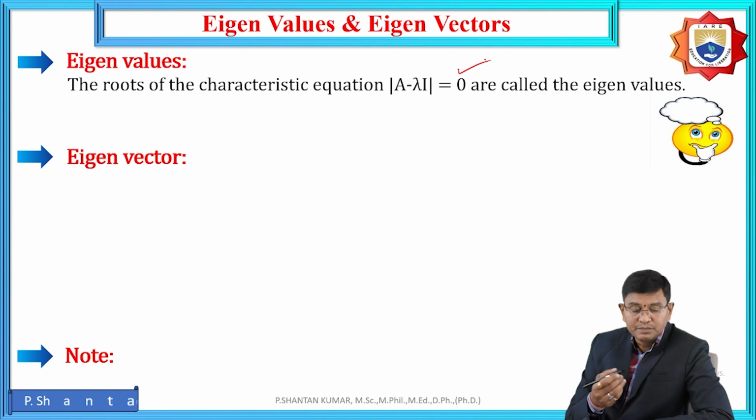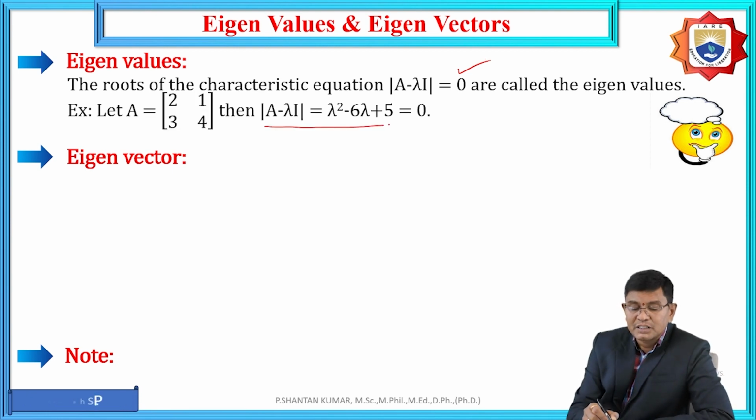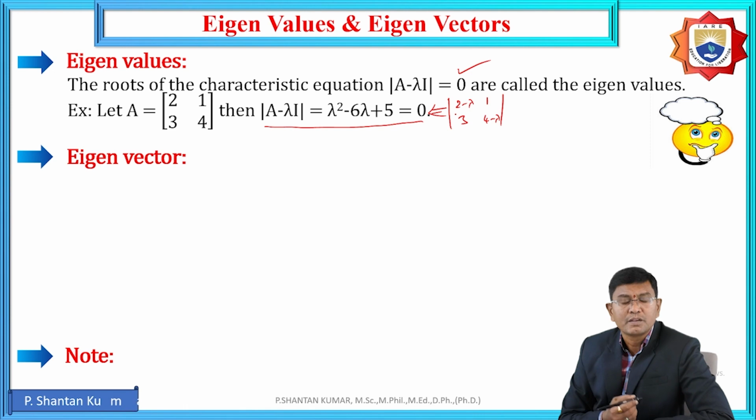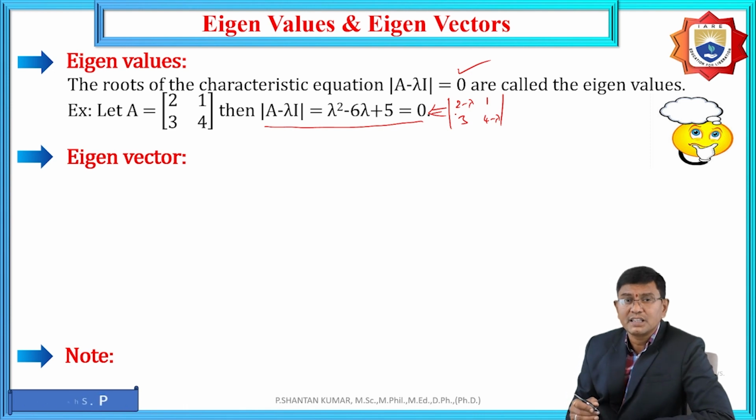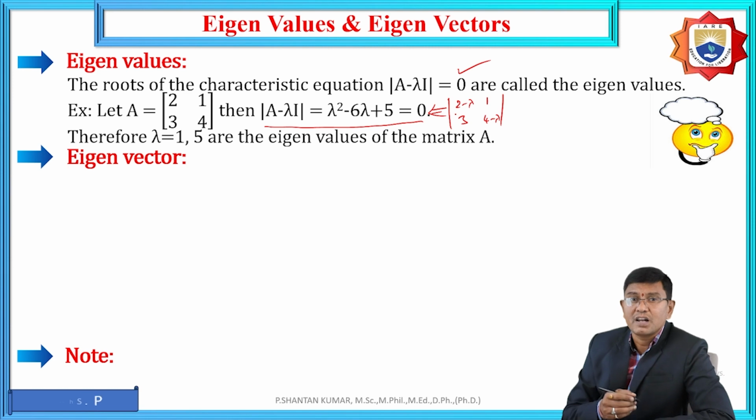For example, take the matrix 2, 1, 3, 4. Here the characteristic equation is lambda square minus 6 lambda plus 5, from 2 minus lambda, 1, 3, 4 minus lambda, by equating this to 0. This is a 2 by 2 matrix, and by solving this equation we obtain two solutions, 1 and 5. These two roots are called the eigenvalues.